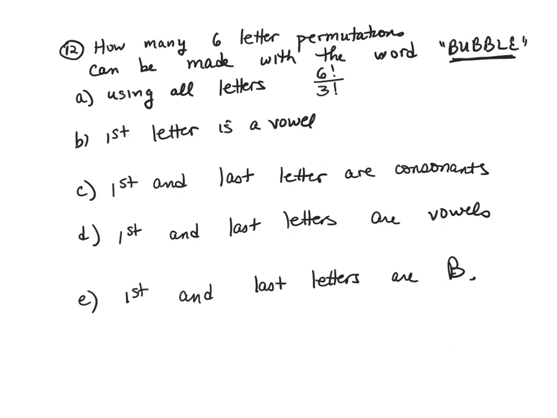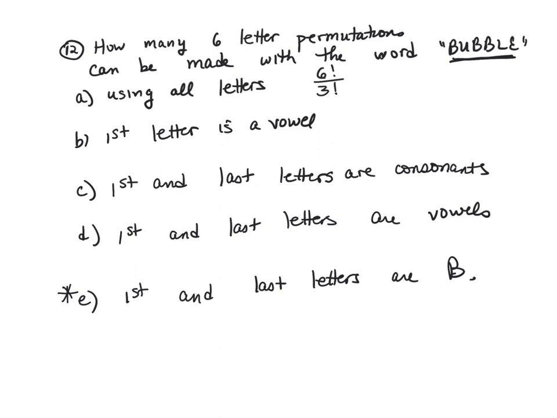Now, the next few problems have restrictions with permutations with repetition. So let's look at the B. B says the first letter is a vowel. C says the first and last letters are consonants, excuse me. D is the first and last letters are vowels. And E is that the first and last letters are B, the letter B. So let's look at these restrictions.